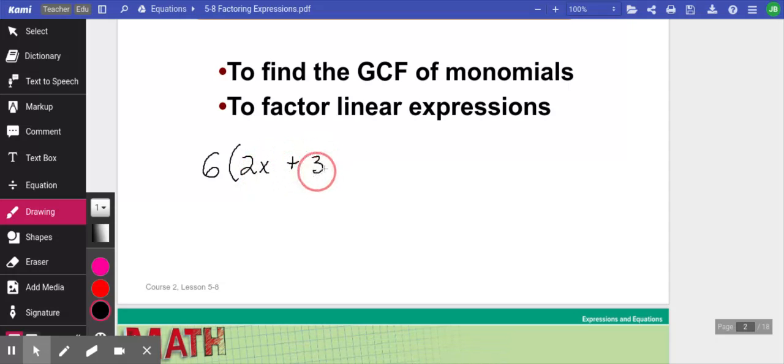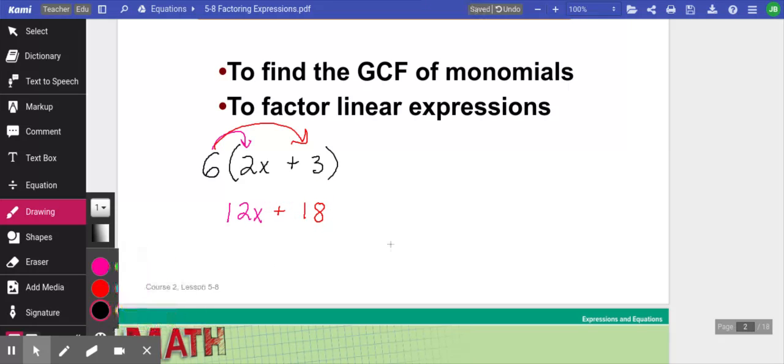If I told you that we wanted to distribute and we had 6 times the quantity of 2x plus 3, I'm sure that most of you would just say, oh, Mr. Blows, this is what you do. Multiply 6 times 2x. 6 times 2x is 12x. And then you multiply the 6 times the 3. And 6 times 3 is 18.